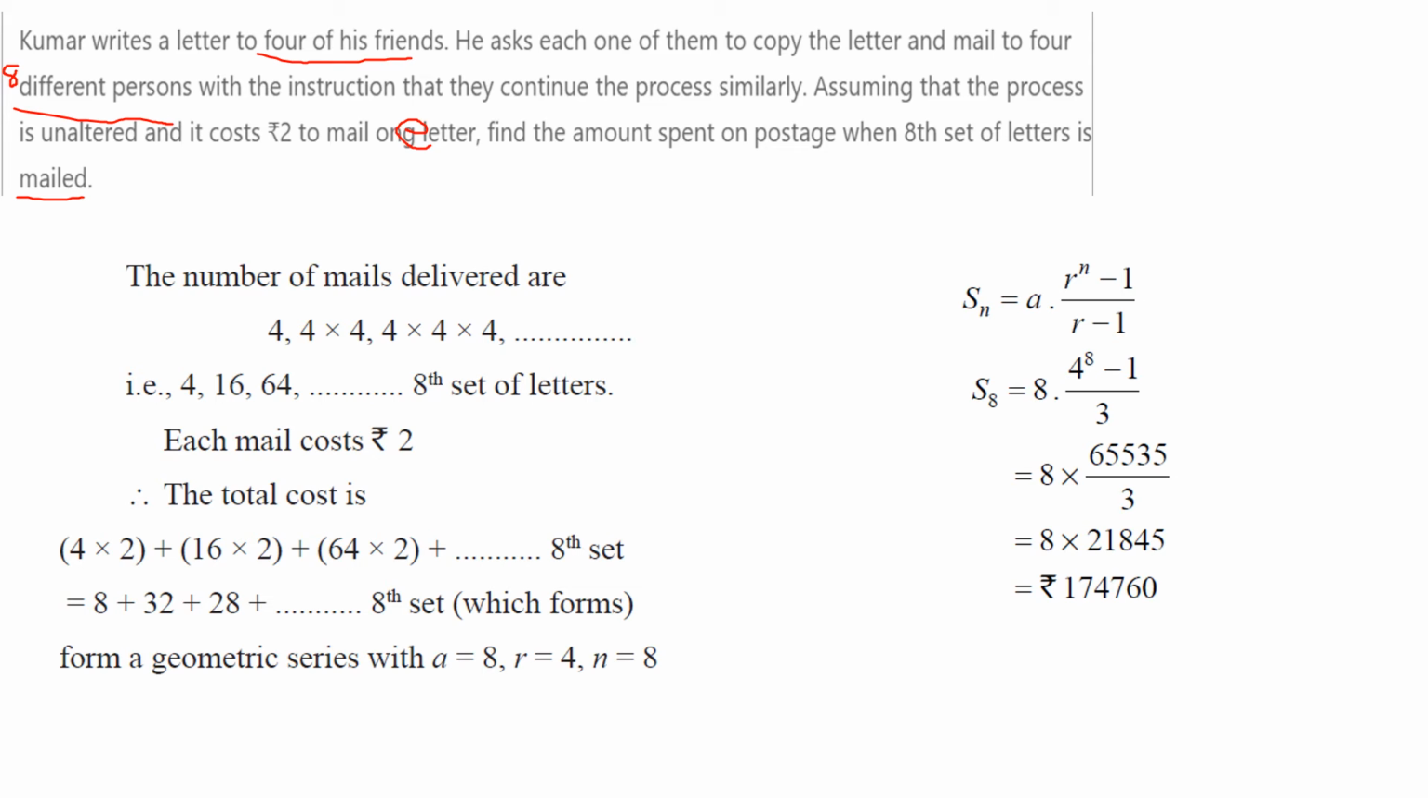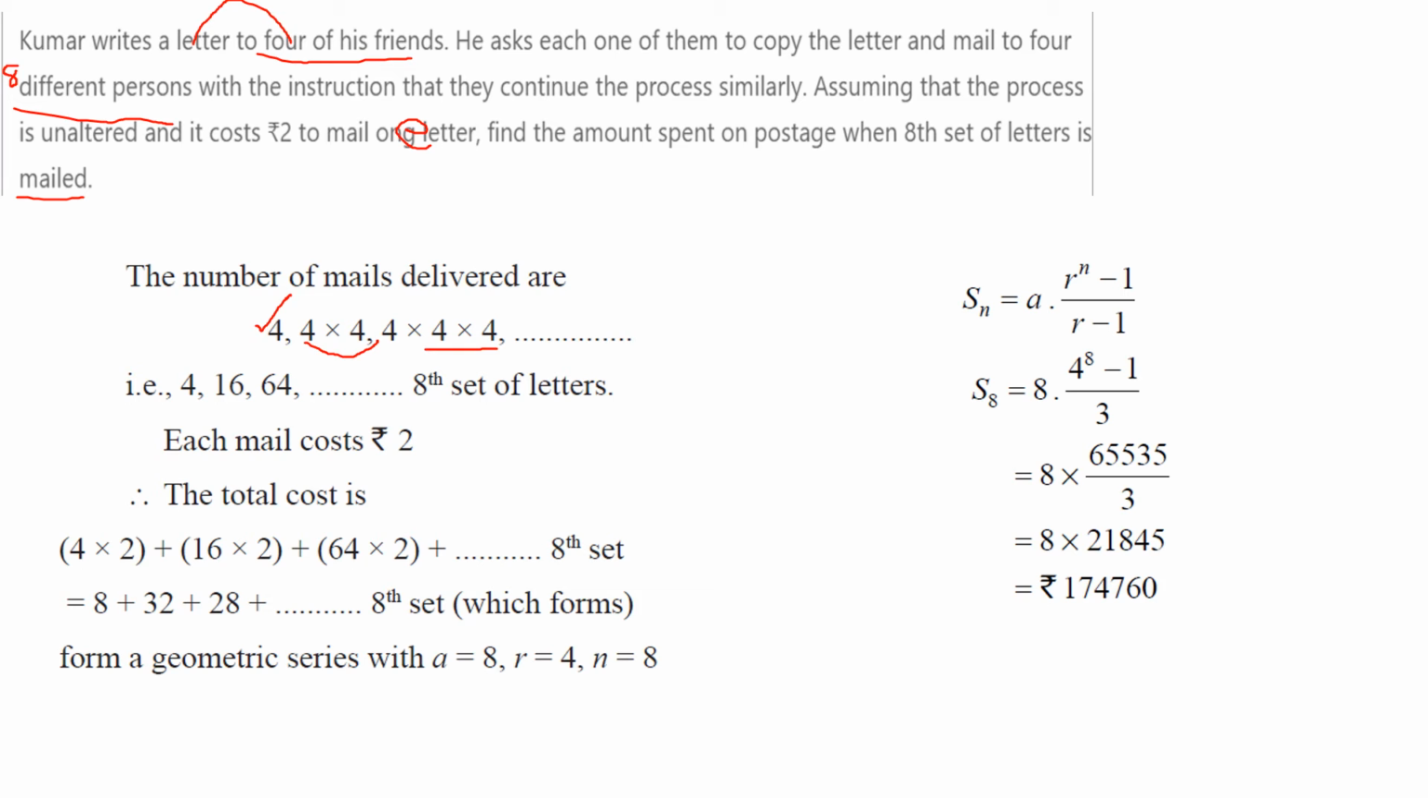First, the given data: the number of mails. First Kumar writes a letter to 4. So that is the first one, 4. After that he asked each one of them to copy the letter and mail to 4 friends. So one friend mails to 4, means 4 into 4. After that persons continue the process similarly. So next 4 into 4 into 4. This is the given data. So 4, 16, 64, etc.